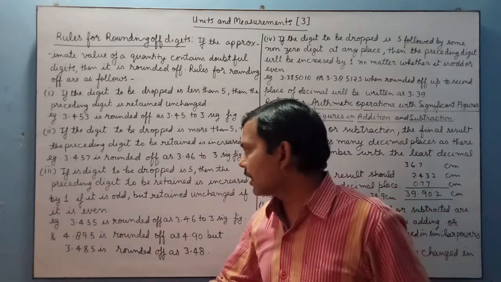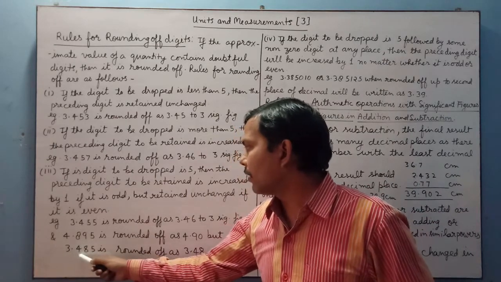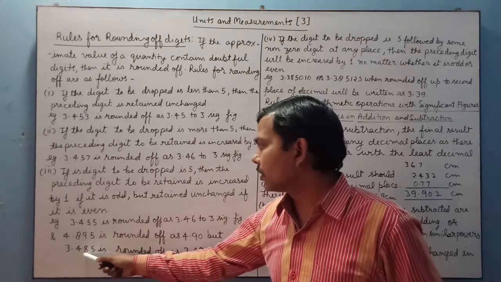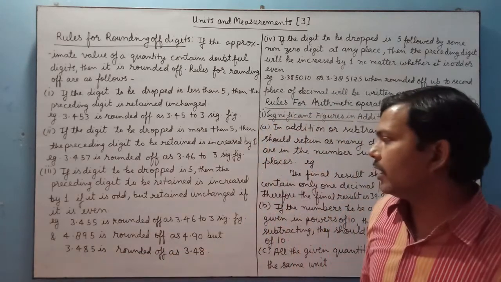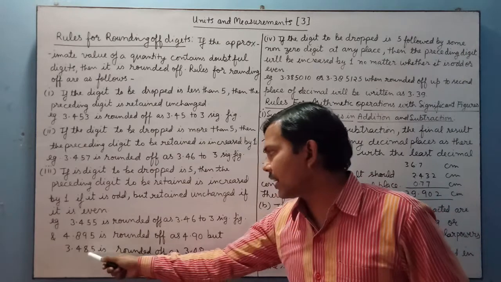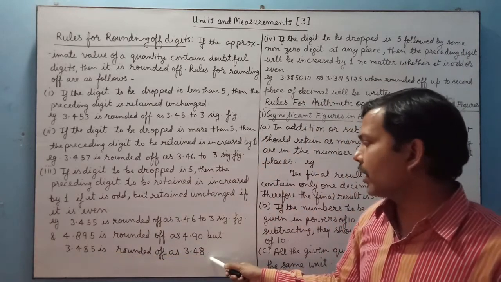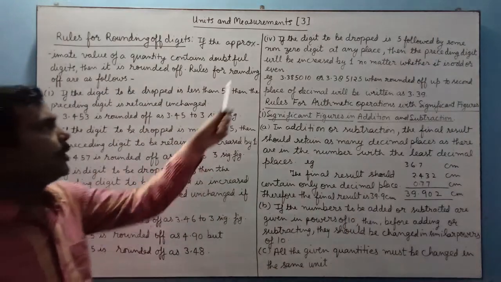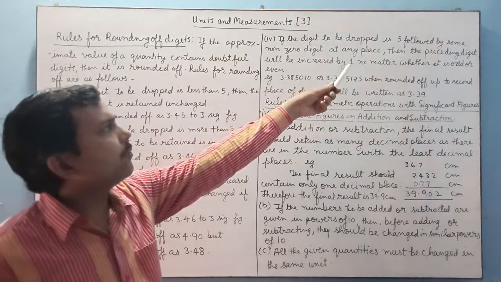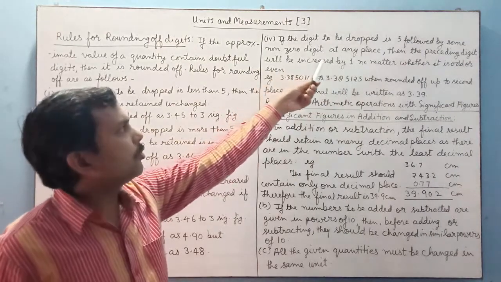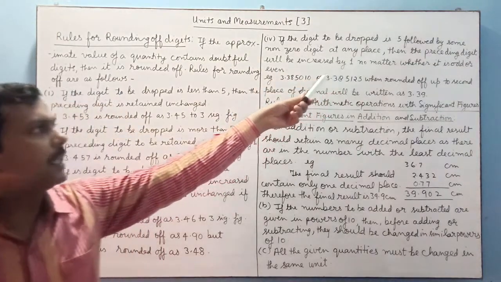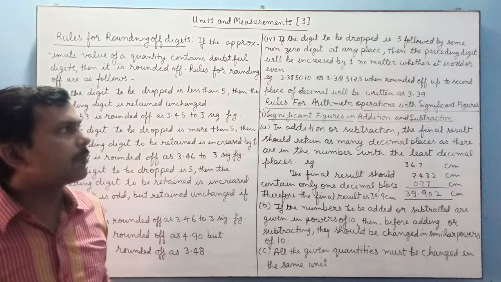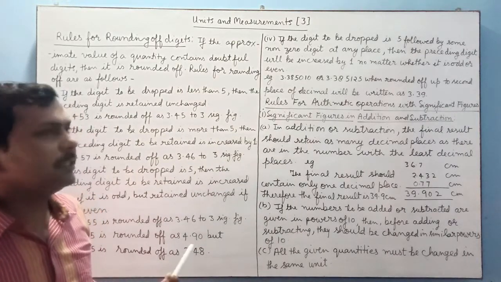Now we will consider another example. 3.485. Here the digit to be dropped is 5 and before this digit 8 is even. So we will write it as such without any change, 3.48. Now next, if the digit to be dropped is 5 followed by some non-zero digit at any place, then the preceding digit will be increased by 1 no matter whether it is odd or even.